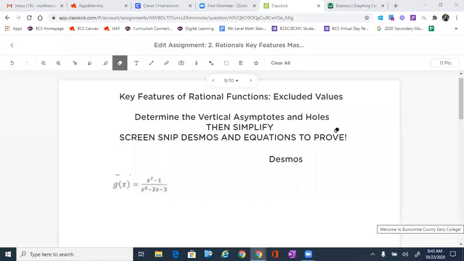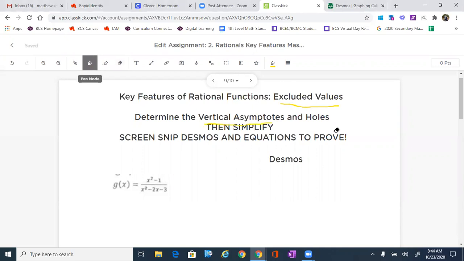Hey guys, it is a beautiful day to jump into key features of rational functions. We're going to find excluded values, and those excluded values that we're going to focus in on are vertical asymptotes and holes. There's a couple ways we can verify vertical asymptotes and holes. We're going to do it two ways. We are going to factor and simplify, and we're going to check out good old-fashioned Desmos, because those are going to be our helpful tools in order to do this.